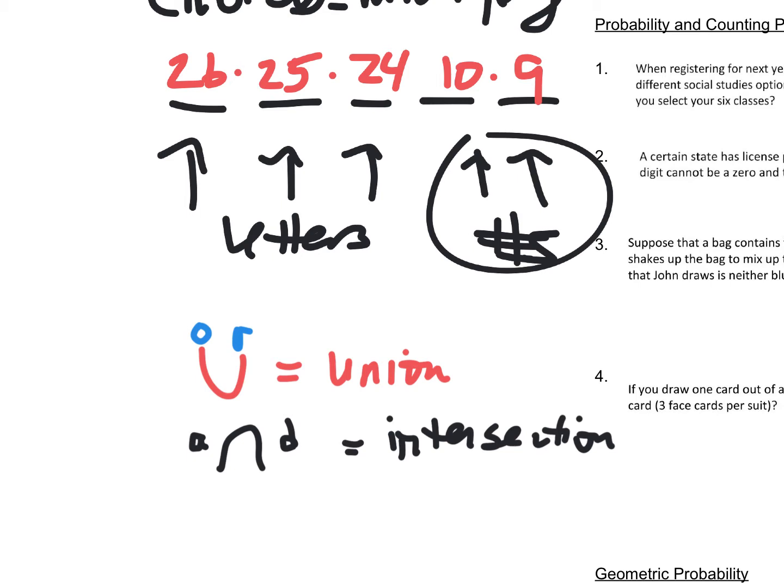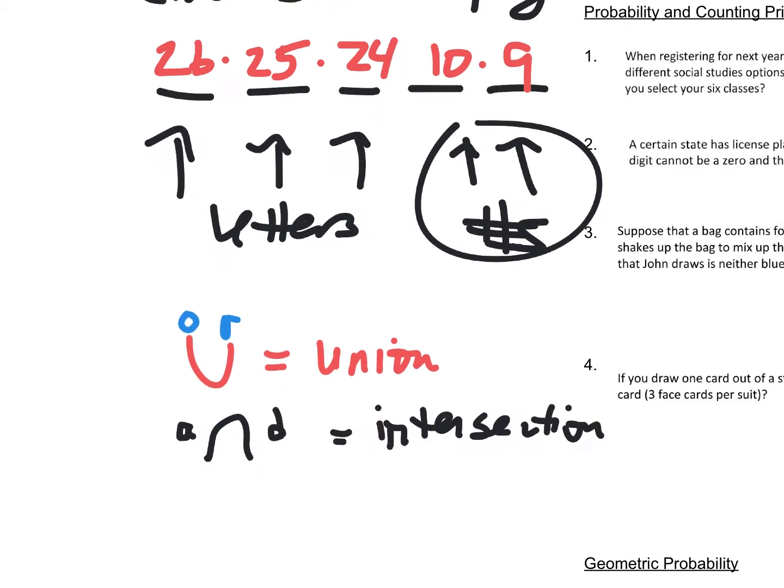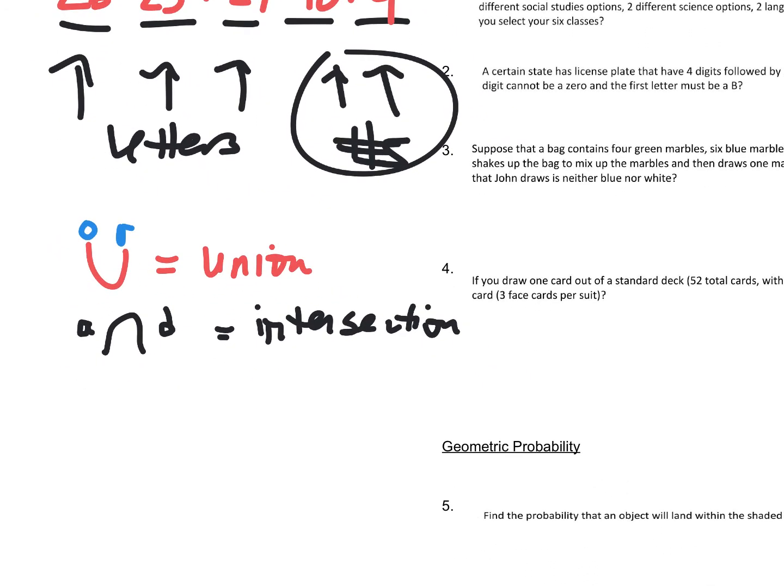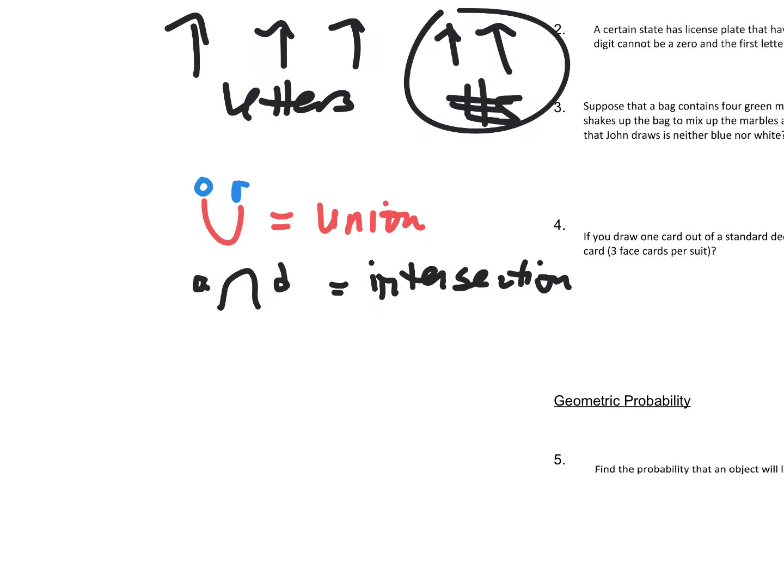Okay, another little thing for our review cheat sheet, so to speak, is that probability is what you want over what's possible. Every single probability question always comes down to what do you want? Put that on top. All the things that are possible, they go on the bottom. It's what you want over what's possible.